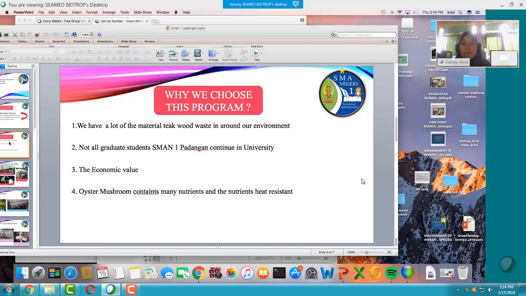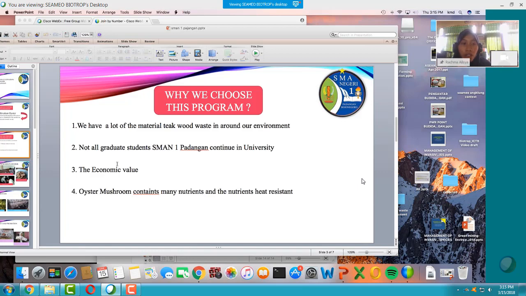Why did we choose this program? Because first, we have a lot of sawdust in our environment, especially in Bojonegoro. Many maple productions give sawdust as a result. And then we use it to be more beneficial, such as to make oyster cultivation material and to reduce the sawdust around us.